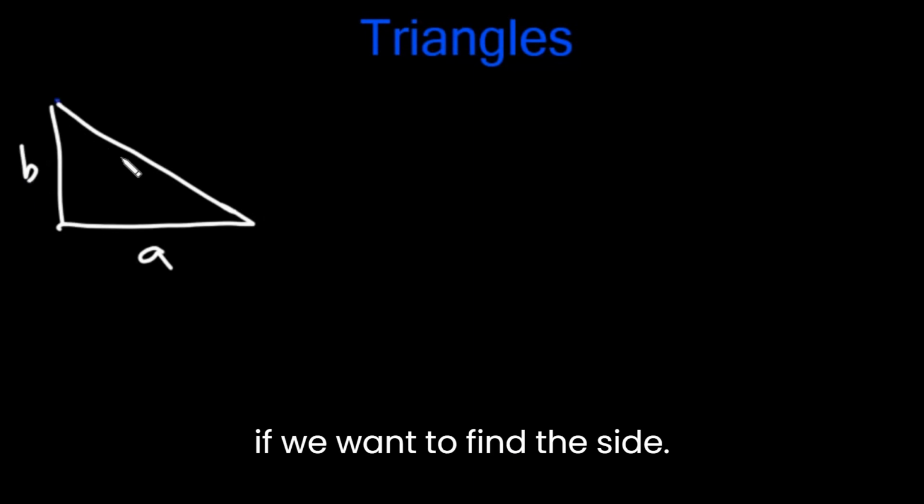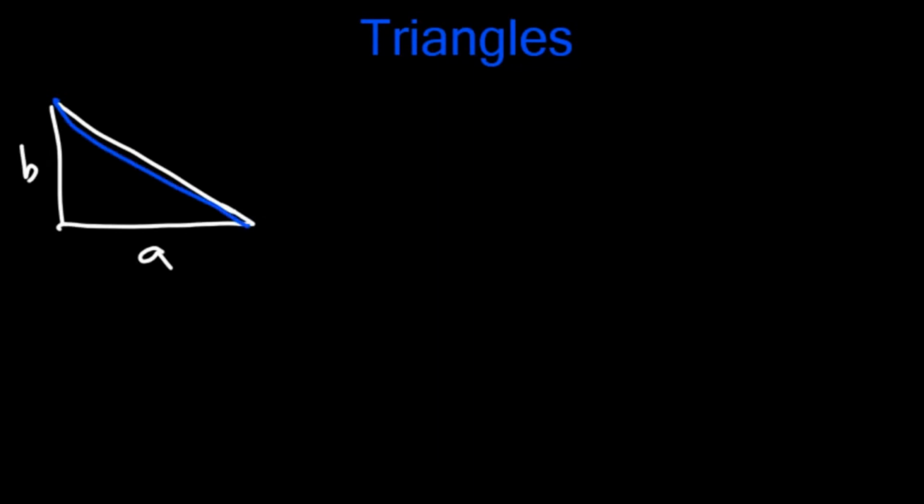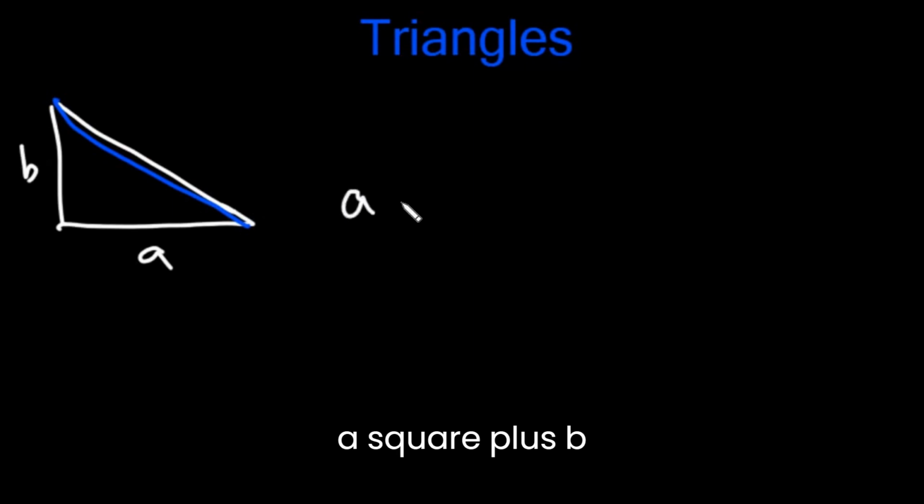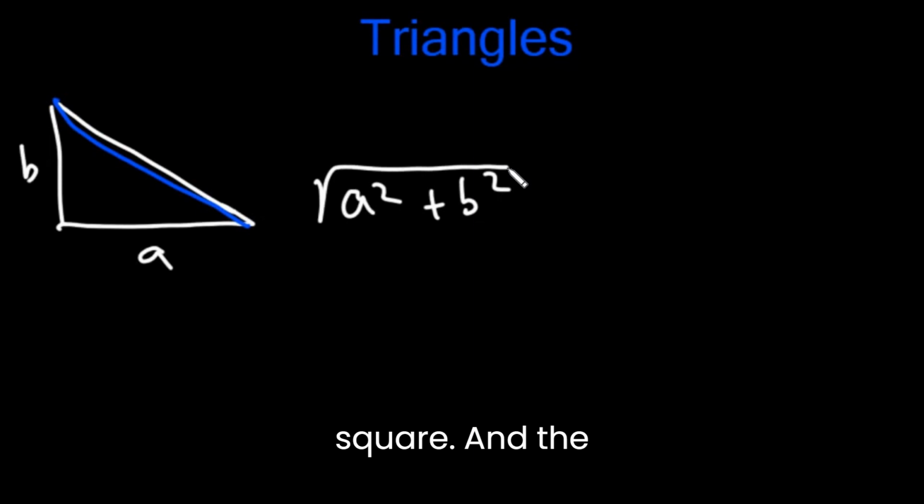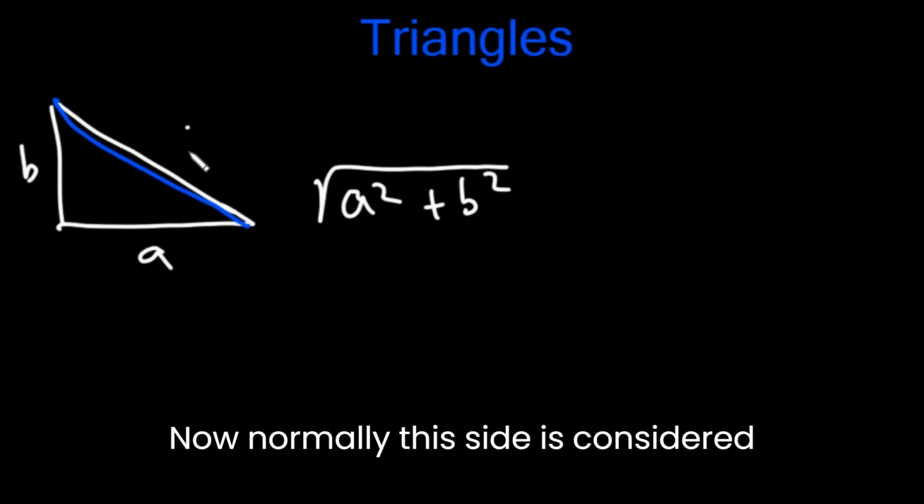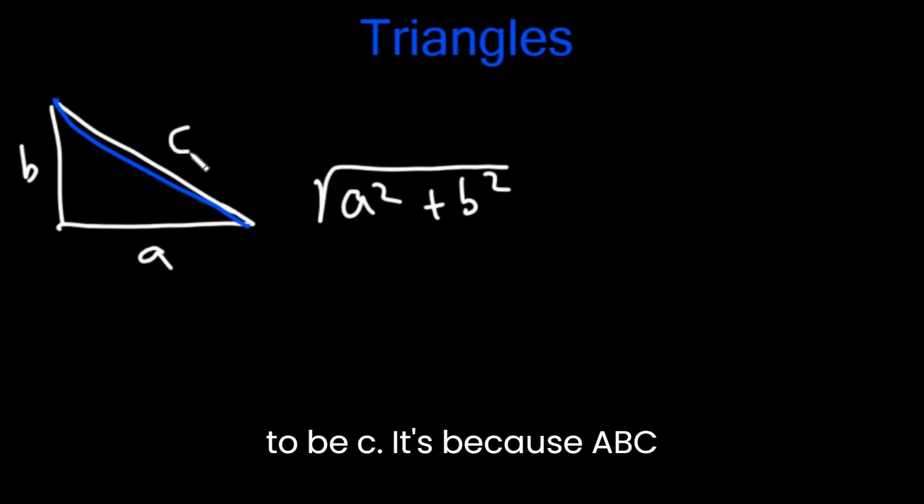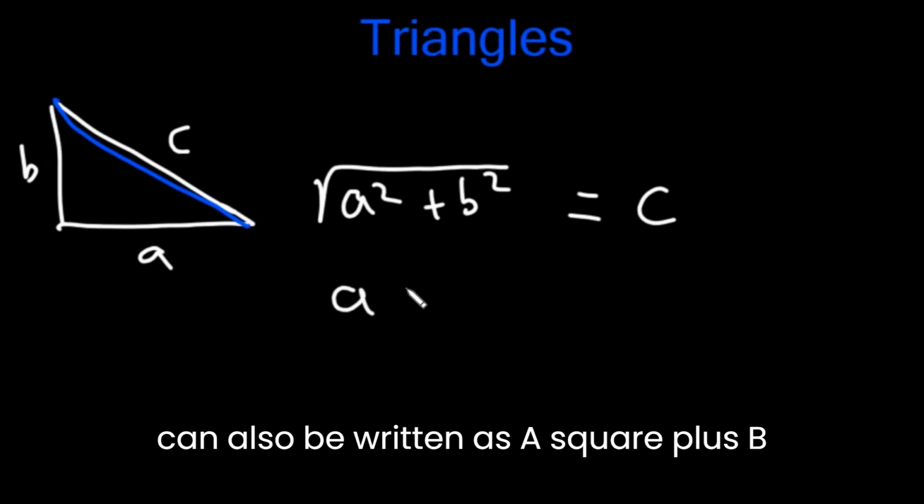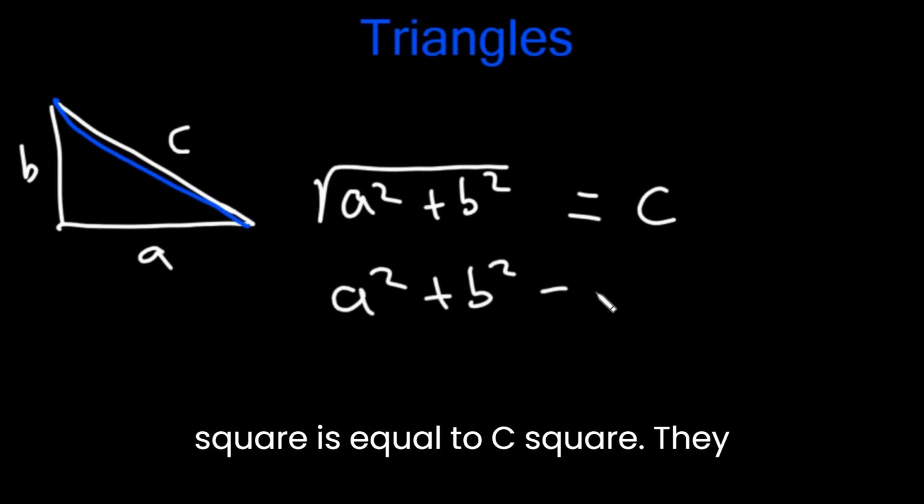So if we want to find the side, there's a formula for it, and that is the square root of a squared plus b squared. Now, normally this side is considered to be c. It's because a, b, c is the alphabet. And so this is equal to c. This can also be written as a squared plus b squared is equal to c squared. They both mean the same thing.